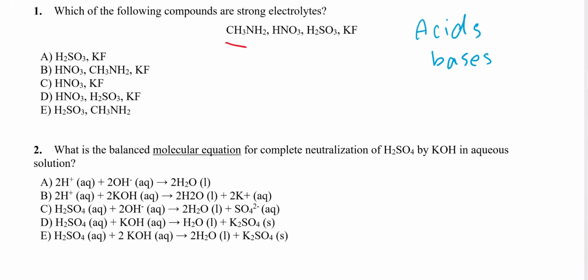Here we have methylamine. This is a derivative of ammonia. So the compounds that look like ammonia, like this example, also have the same properties. So it is a weak base, so this is not our choice. HNO3 is a strong acid. We have 6 strong acids and one of them is nitric acid. But sulfurous acid is a weak acid. And KF, potassium fluoride, is an ionic compound and it is soluble based on the solubility chart. So these two are strong electrolytes. So the answer is C.